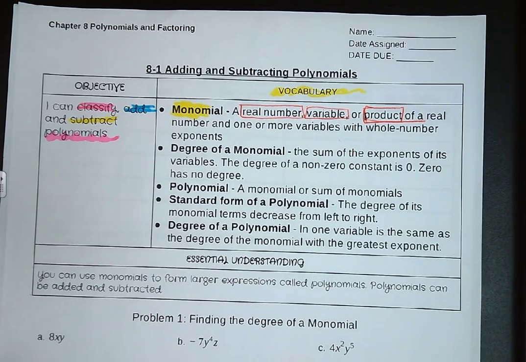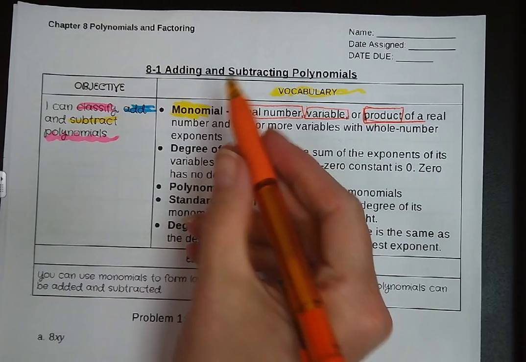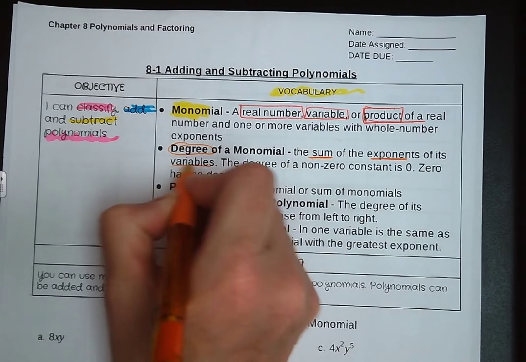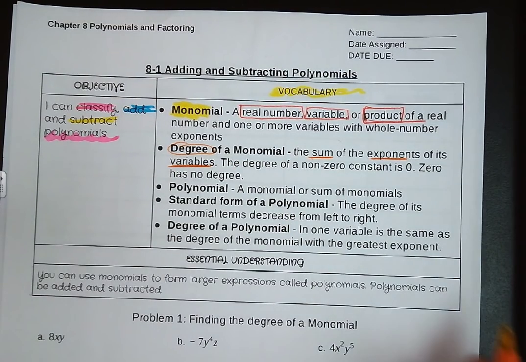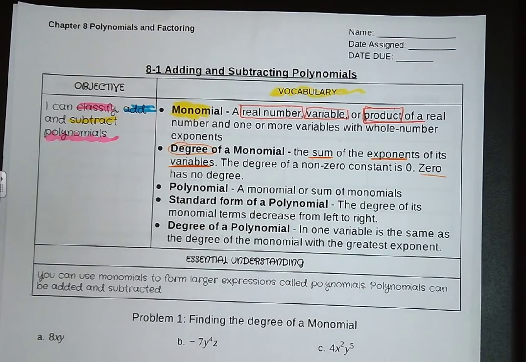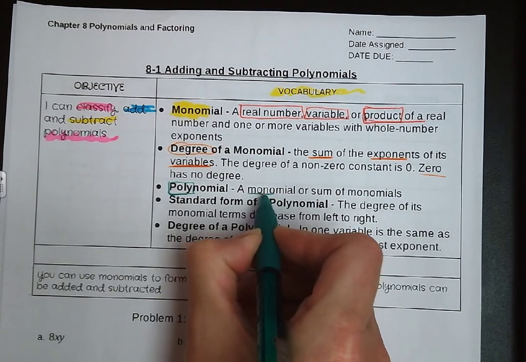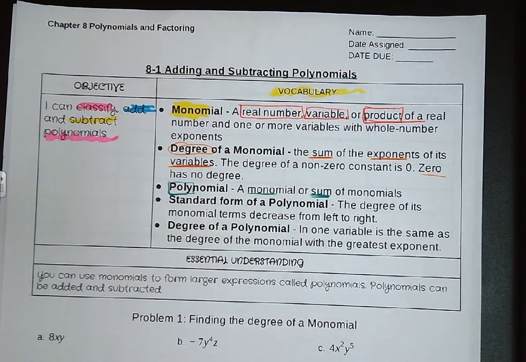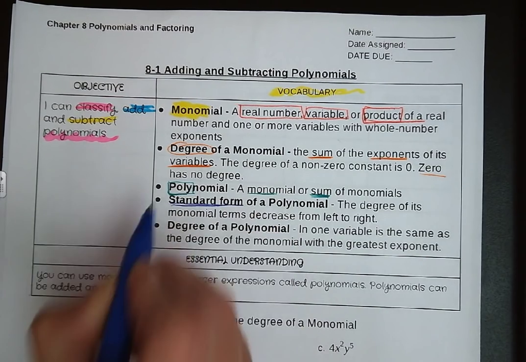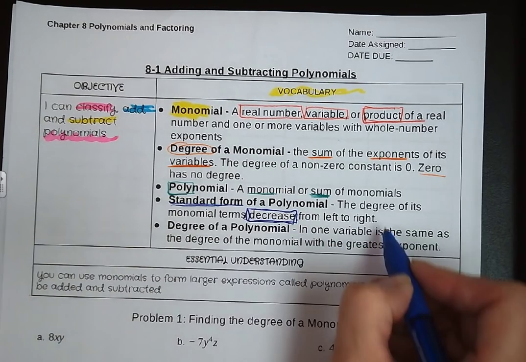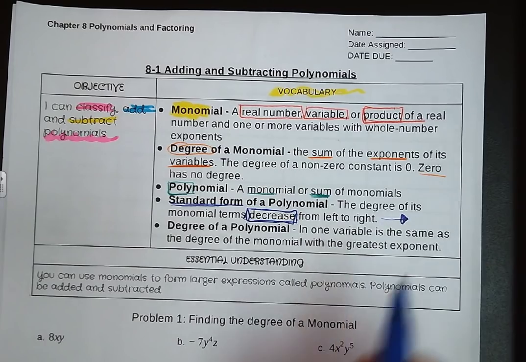All right. The degree of a monomial is the sum of the exponents of its variables. The degree of a non-zero constant is 0, and 0 has no degree. Okay? A polynomial, poly means many, polynomial is a monomial or a sum of monomials. So we're going to be adding a bunch of them together. Think equations that we've seen. Those are polynomials. The standard form of a polynomial, the degree of its monomial terms decrease from left to right. So your highest exponent is to the left, your lowest exponent is to the right.